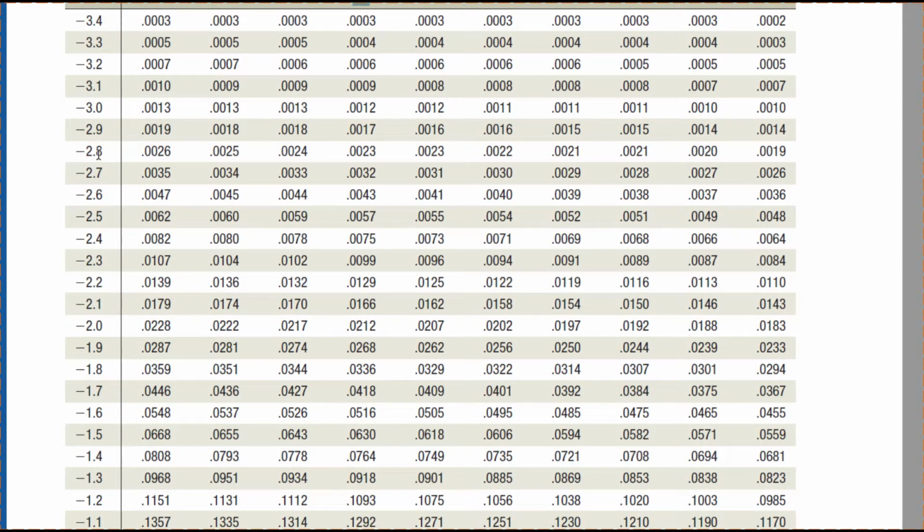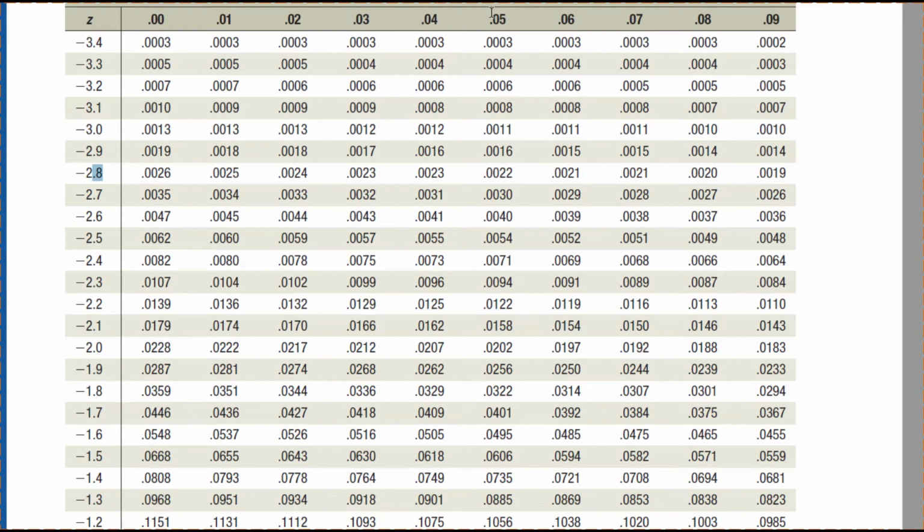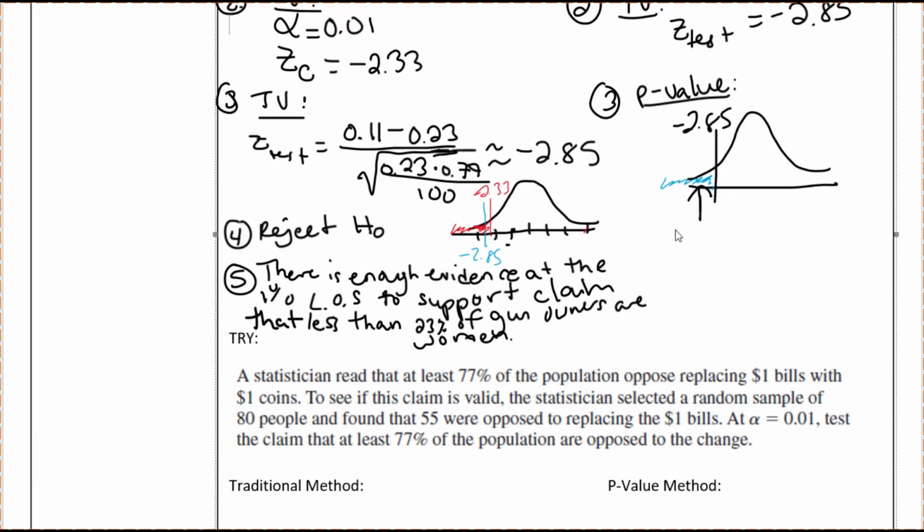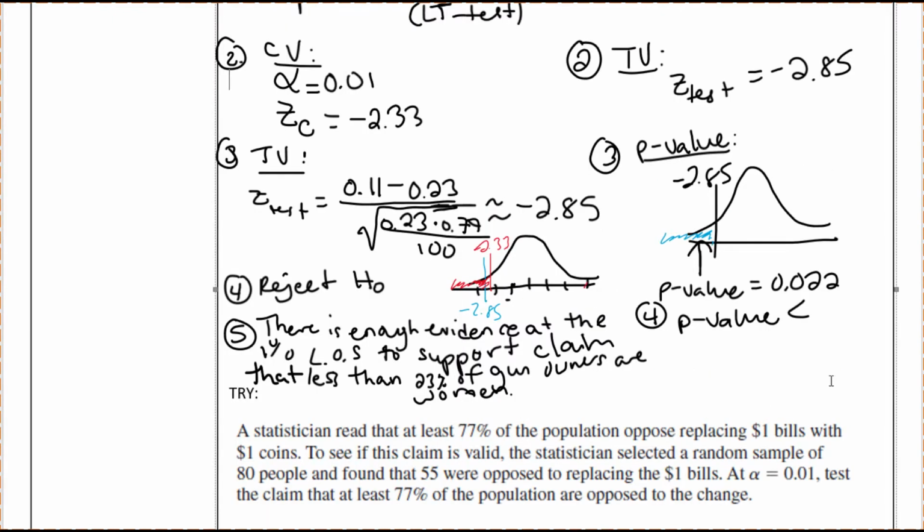Looking up negative 2.85, we get an area of 0.0022. So we have a p-value equals 0.0022. Now in step 4, our decision making, we say that the p-value is less than alpha.